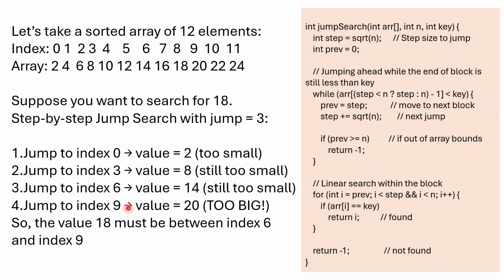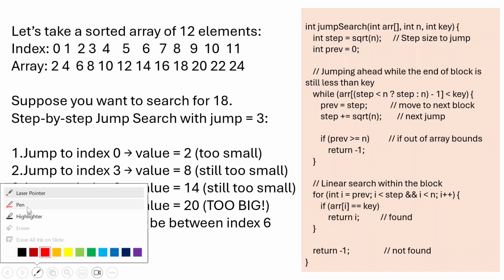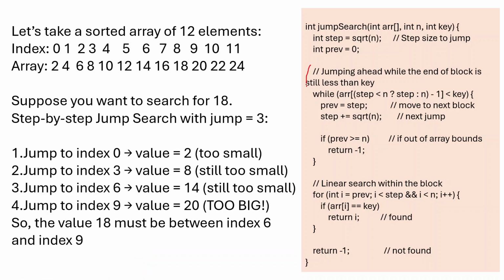So now here we can see the example with the program. This is a jump block and this is the linear search block. Now here this is the corresponding index and array. There are 12 elements. Among the 12 elements, I'm going to search for the data 18.